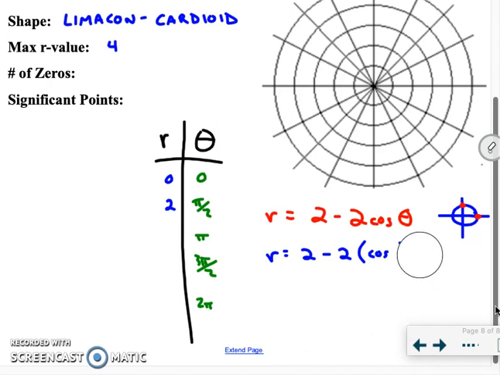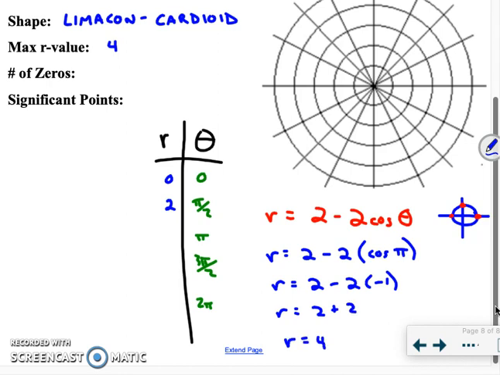Same process, this time, third time, we're going to plug pi in place for theta, which puts us over here. Cosine of pi we know is -1, so if R is equal to 2 minus 2 times -1, and cleaning that up, we're talking about -2 times -1, 2 plus 2, now I know that my R value is 4.